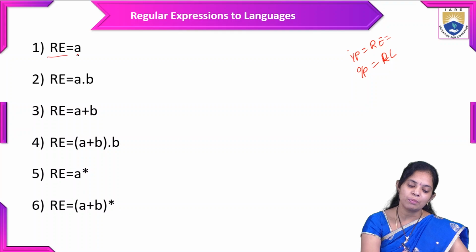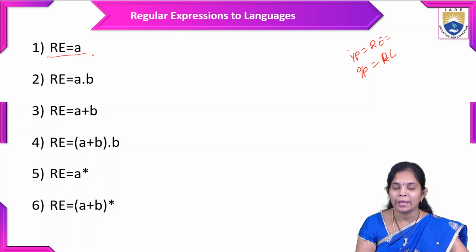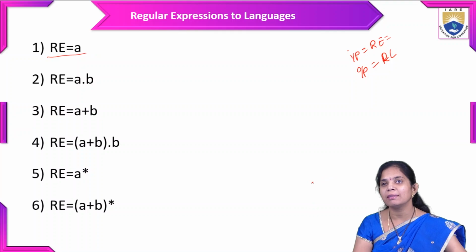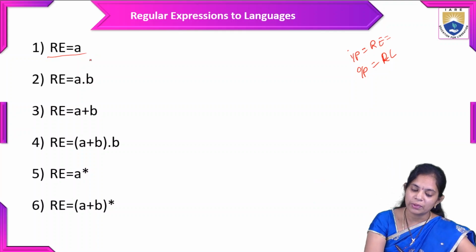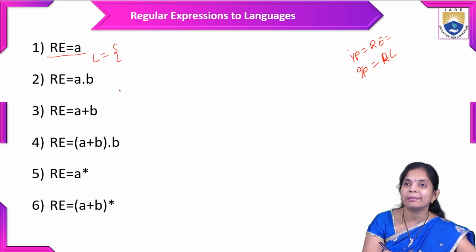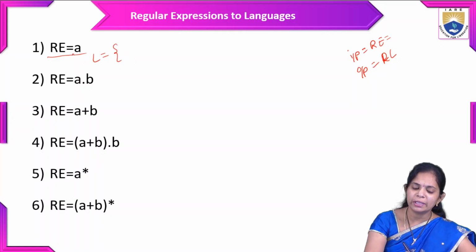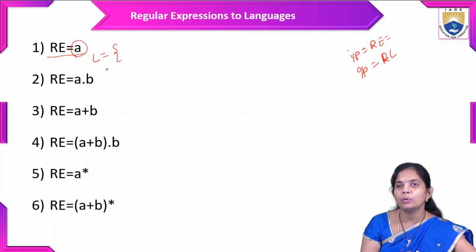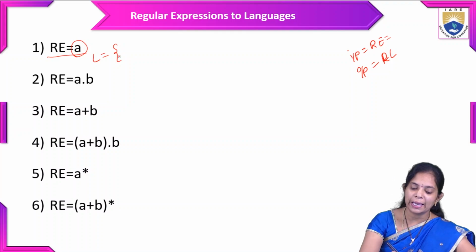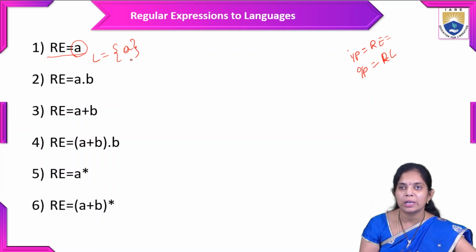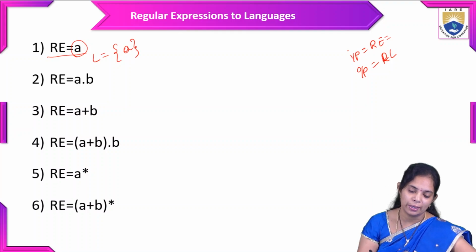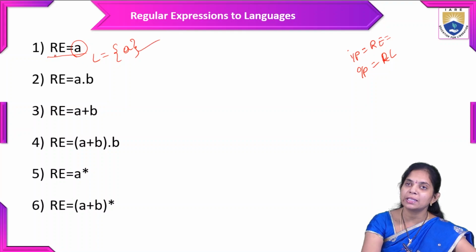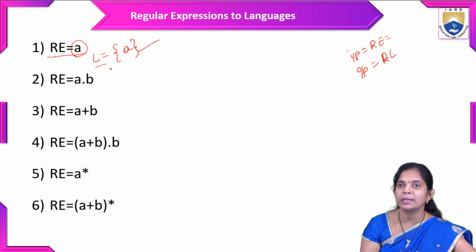Here the first example: regular expression equal to a. Only a single value is there, only one input symbol. So the language, represented in curly braces, has only the symbol a. So the language L(a) is equal to {a}. This is the regular expression, and this is the output regular language.